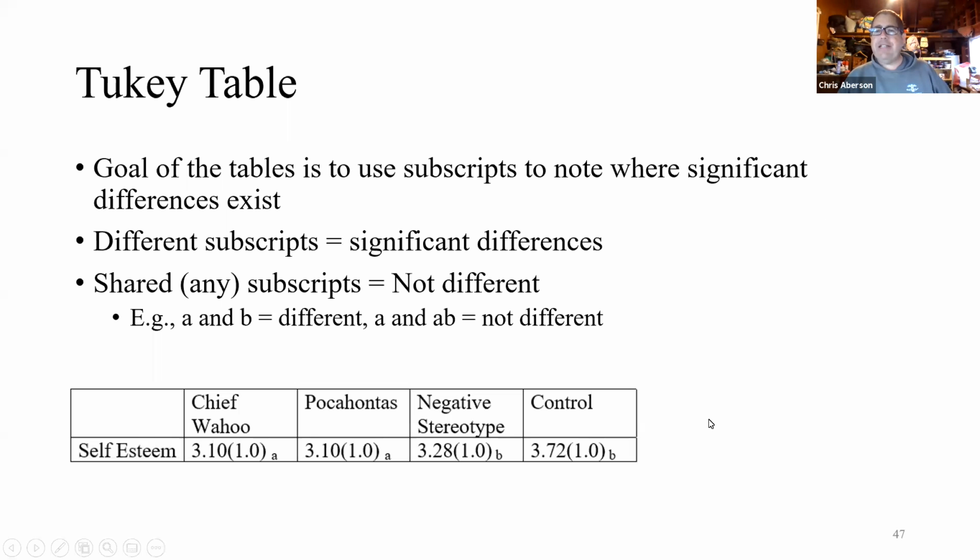All right, that ends our section on the one factor ANOVA. Up next, assumptions and missing data, something that I really enjoy talking about.